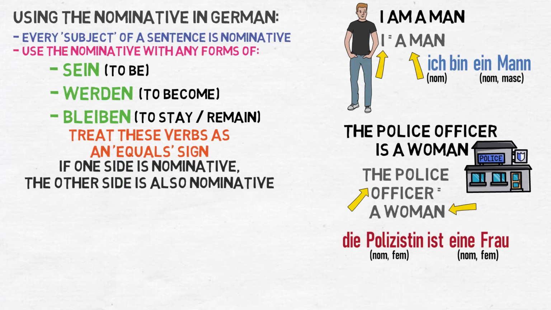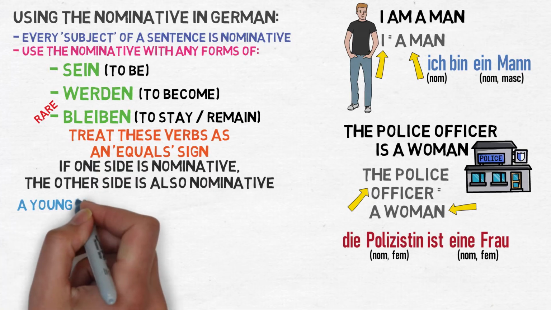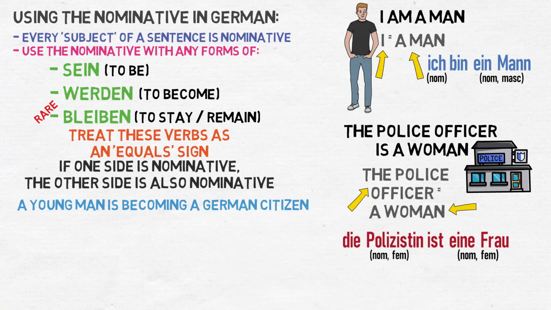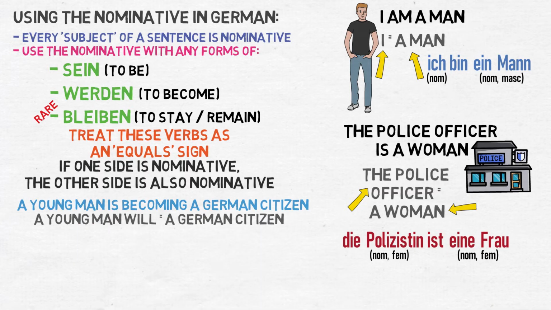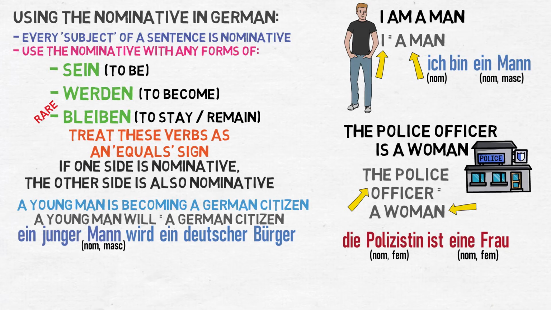We can also think of werden, to become, and bleiben, to remain, as being other versions of to be, though using this with bleiben is rare. If you will become something, at some point you will be it, so you will use the equals sign. For example, a young man is becoming a German citizen, can be thought of as a young man will equals a German citizen at some point. Ein junger Mann, masculine nominative, wird ein deutscher Bürger, masculine nominative.